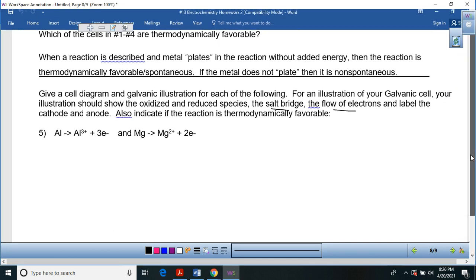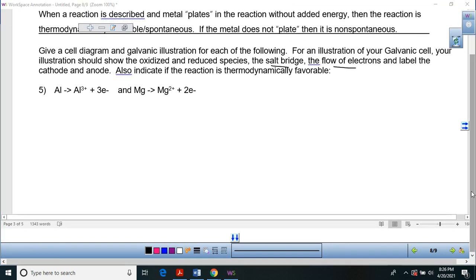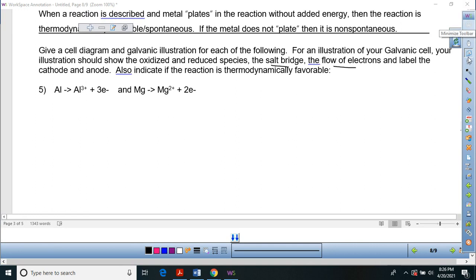Okay, so we're just going to start by getting these values off of our table. And we're going to start by finding the value for aluminum. When I look at my table, and you'll also have a copy of one of these tables, you're going to see that aluminum has a value of negative 1.66. Okay, then we look at magnesium. Magnesium has a value of negative 2.37.